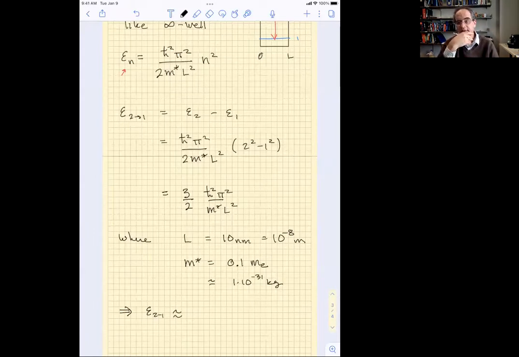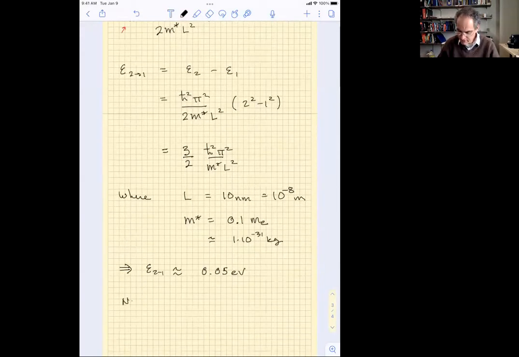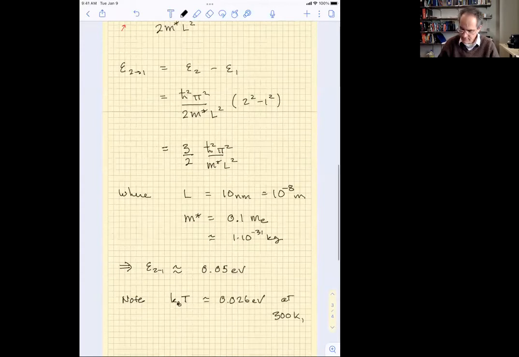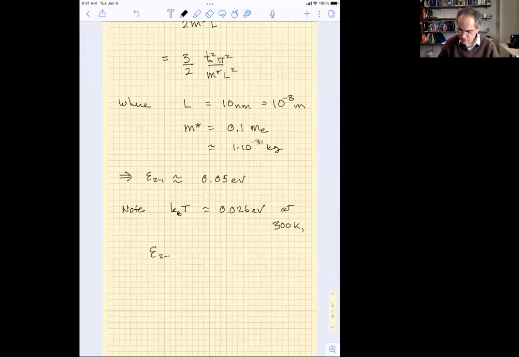Okay. So maybe even pause for a second until you've figured out the answer. All right, once you've found the answer, you should find that the transition energy is on the order of 0.05 electron volts. So it's a small energy. But note that even at room temperature, Boltzmann's constant times T is approximately 0.026 electron volts. So that means that E21 is greater than kT at room temperature.